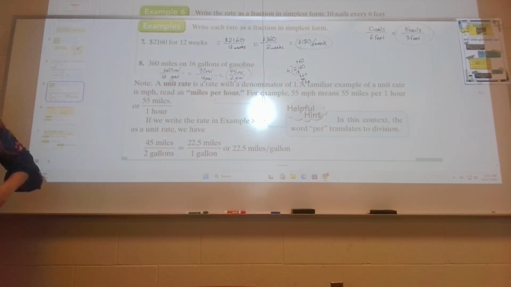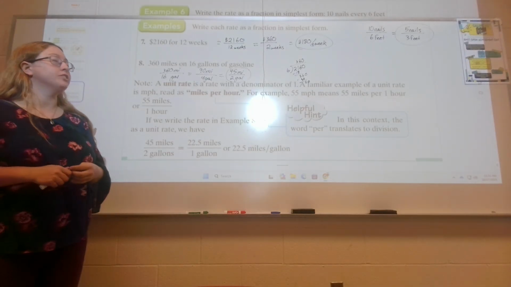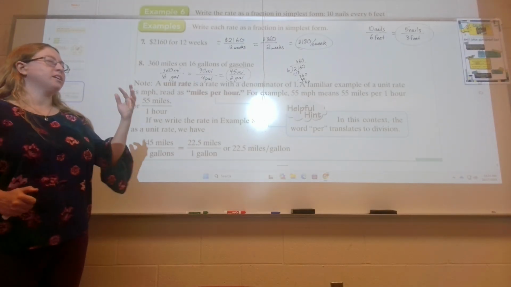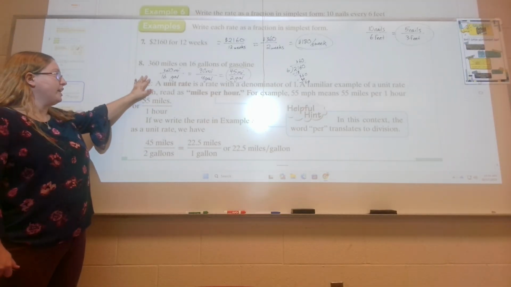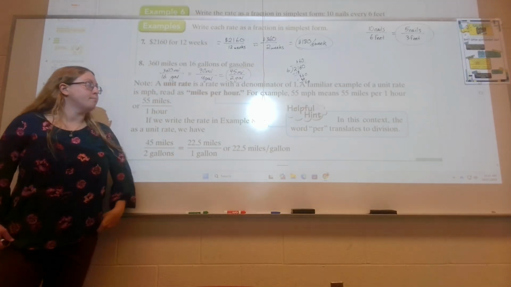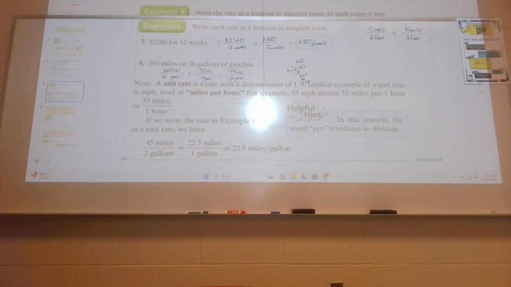So walking around, you guys were doing pretty good. So example 6, we get 5 nails for every 3 feet when you reduce. Example 7, we should get $180 for every 1 week, again, when you reduce. If you got something a little bit different, just see if it reduces a little bit further. And then example 8, you should end up with 45 miles for every 2 gallons. All right.